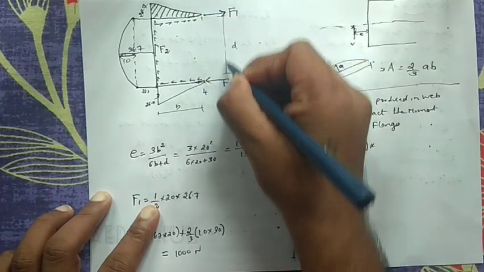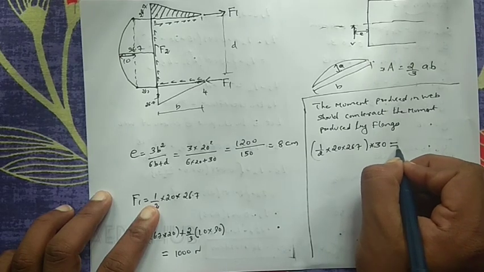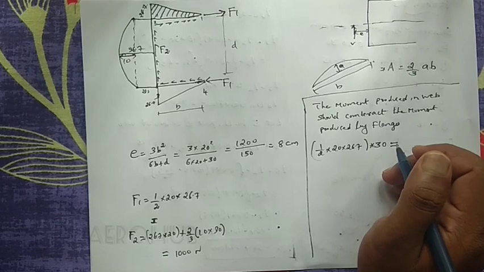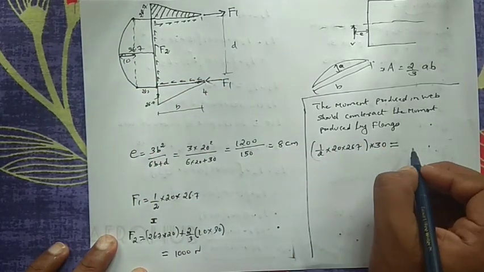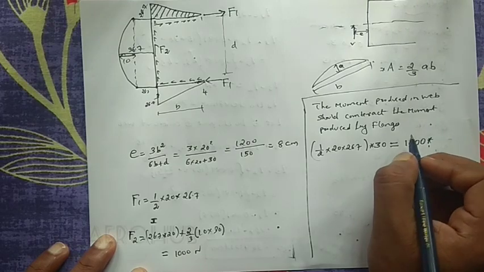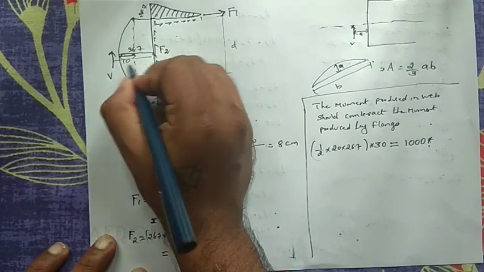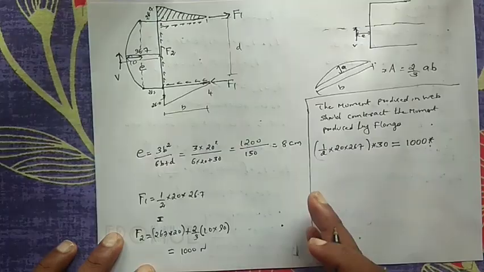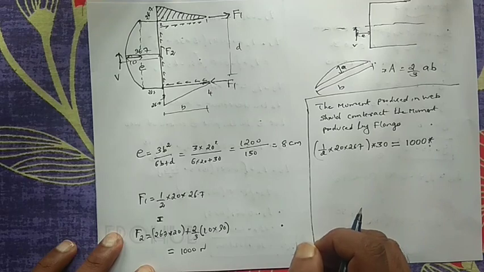This will be the perpendicular distance, that will be D, that is nothing but 30, and this moment should be equal to the moment acting on the web. So the total force acting on the web is how much? The load applied, that is 1000 into, and we don't know the moment arm, we have to introduce this force somewhere here. This distance will be your E. We have a couple acting on the flange, and the moment acting on this flange should counteract the moment acting on the web to avoid the twisting of the section.